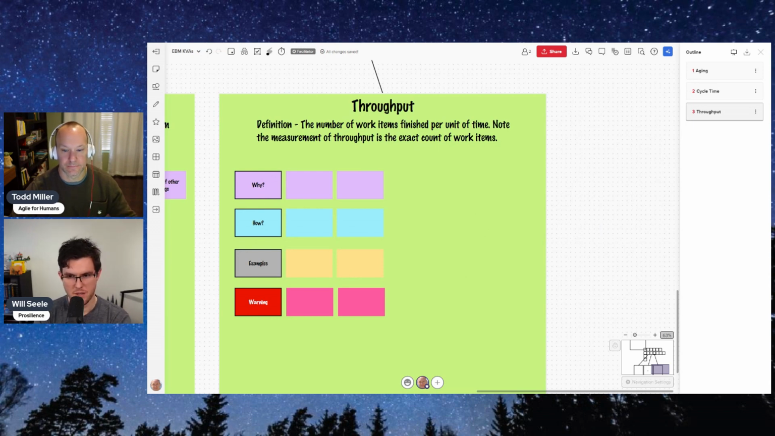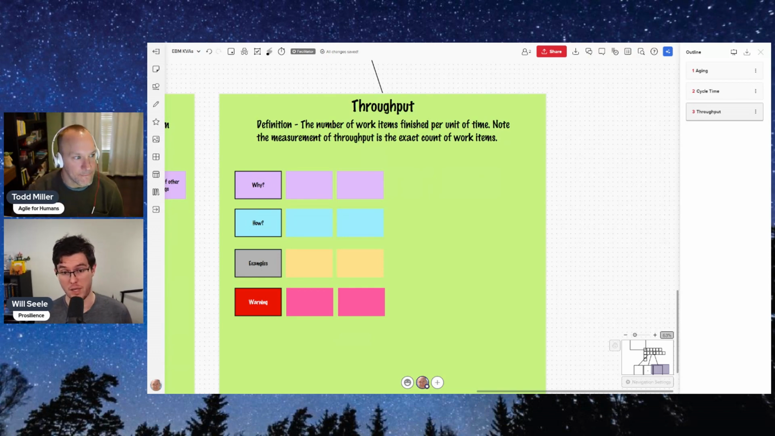Yeah, let's start there, because it always sounds a bit nebulous, right? The number of work items finished per unit of time, right? And that sounds vague, right? What's a work item here? What's a unit of time? And unfortunately, we have to be vague because the answer is it depends.